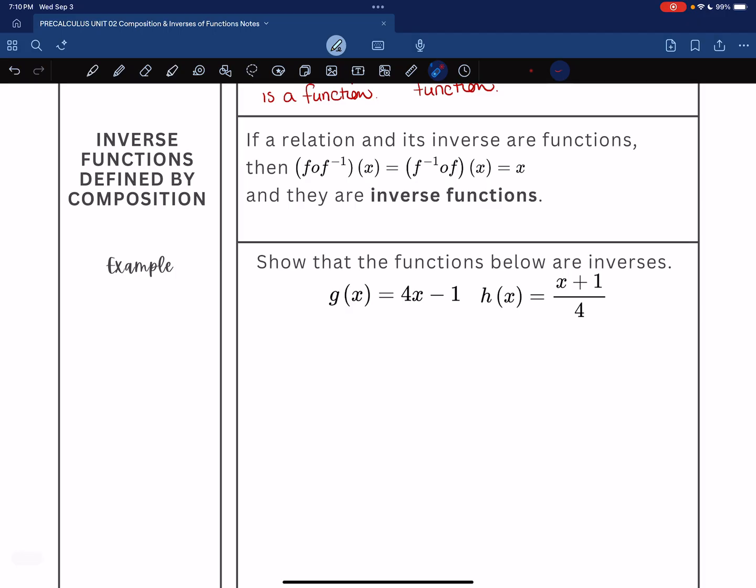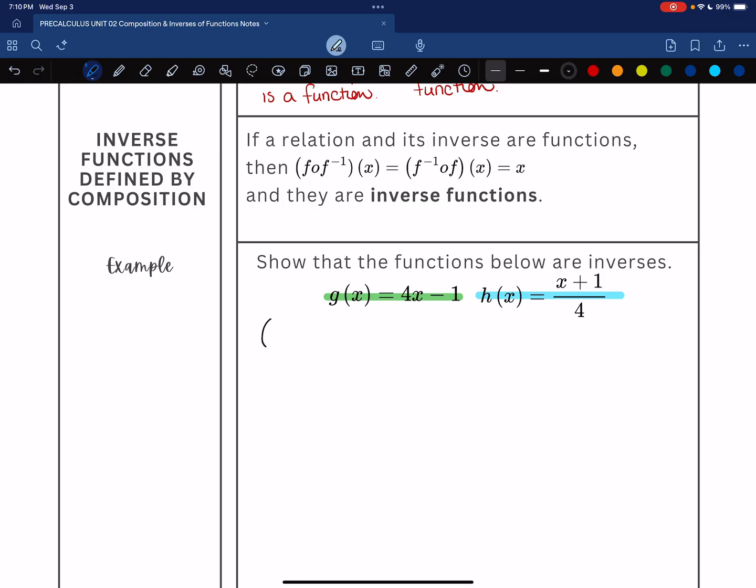If two functions are inverses, then this is what will be true. When you take f and compose it with f inverse, or if you take f inverse and compose it with f, the result every time should just be x. That is the indication that they are inverse functions. So let me demonstrate that for you here. Here's my green function, and here's going to be my blue function. We're going to compose these to demonstrate that they are, in fact, inverses of one another.